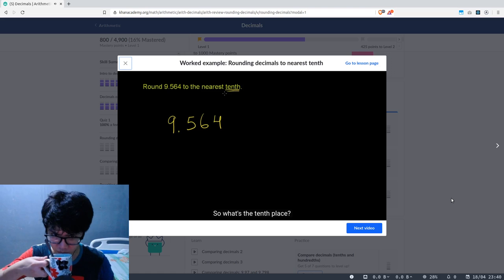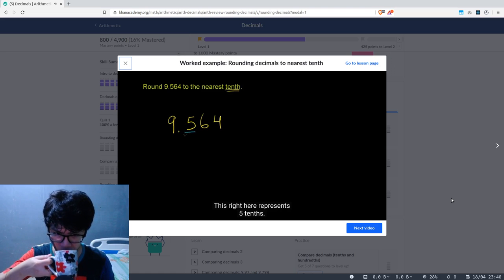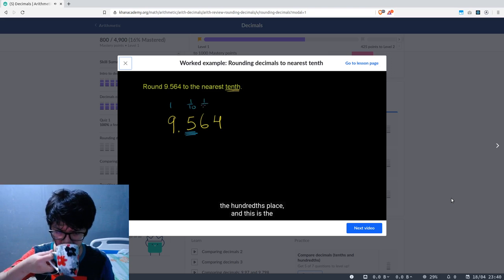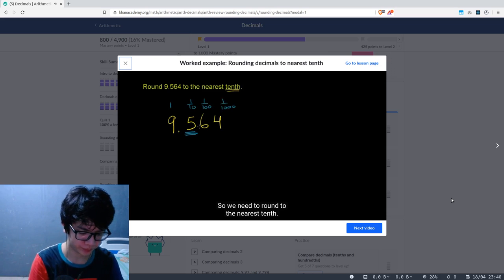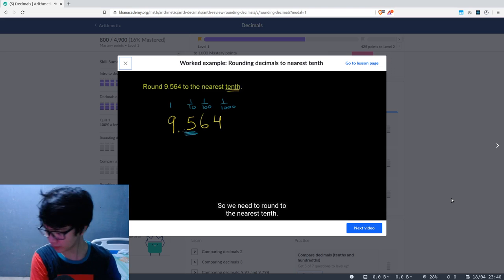So what's the tenths place? Five. The tenths place is right here. This right here represents 5/10. This is the ones place, this is the tenths place, this is the hundredths place, and this is the thousandths place right here. So we need to round to the nearest tenth.